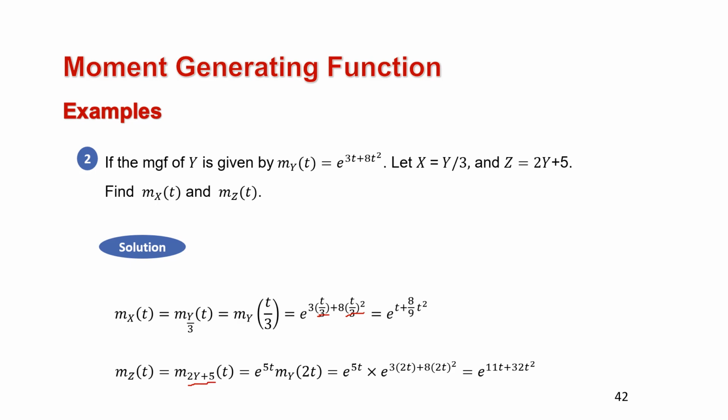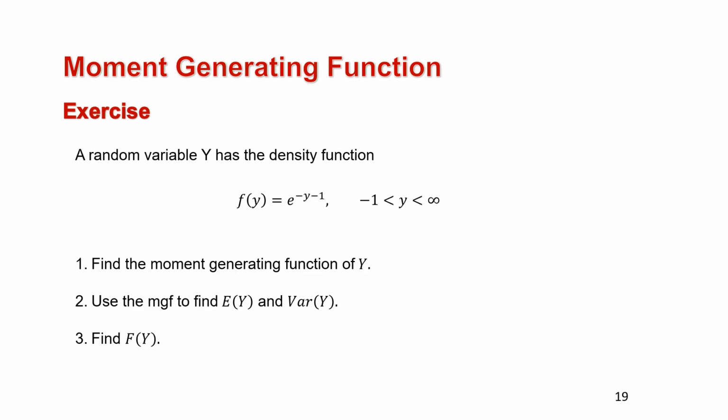Okay, what about z? z equals 2y plus 5. It's the moment generating function of 2y plus 5. Okay, so let's take the constant e to the power 5t times the moment generating function of y, but instead of t, let's use 2t. So let's multiply e to the power 5t times the moment generating function after substituting t by 2t. So e to the power 3 times 2t plus 8 times 2t square, and then simplify.